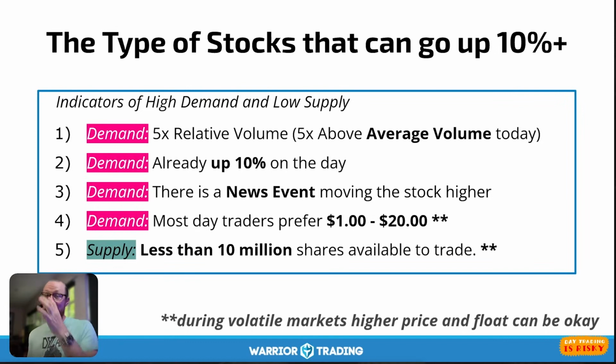This is really important. We need to be trading stocks that can move quickly. So what are the type of stocks that can go up 10%? If I want to grow my account 10% in one day, I need a stock that is moving. So typically what I have found is that these are indicators of the type of stock that can make a big move. It's going to have, number one, 5 times relative volume today. So what does 5 times relative volume mean?